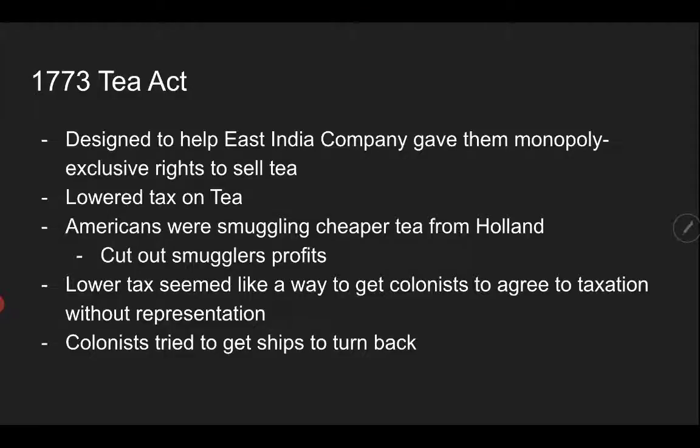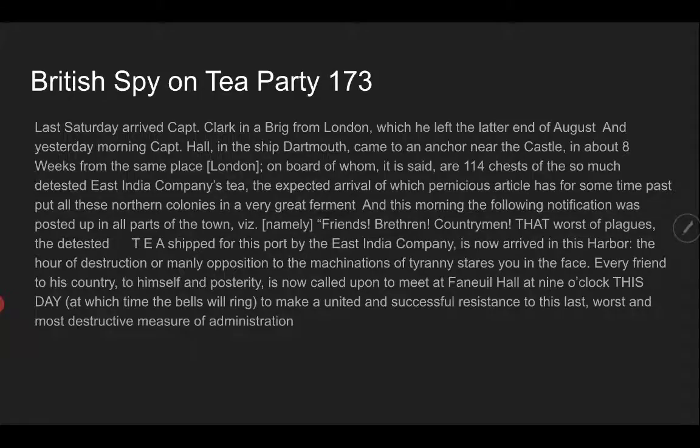Things escalate more when we get to the Tea Act. Now, the Tea Act, again, is going to reduce the tax on tea, but by doing that, they are going to cut out smugglers. So this lower tax was seen as a back way for the colonists to agree to taxation without representation, and people, again, are up in arms. And we kind of know how that goes.